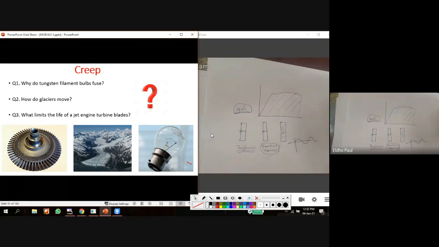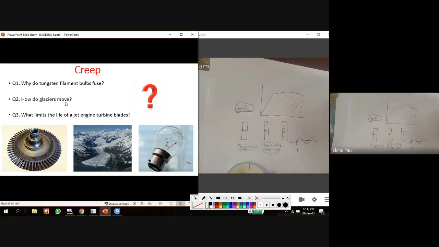Actually, this much amount of heat is not generated inside the bulb. If this much heat were generated, the entire thing, the glass or this junction, everything would melt. So there is no melting of the tungsten filament. That is not the reason. The reason is creep. Creep failure is the reason for the failure of the tungsten filament.